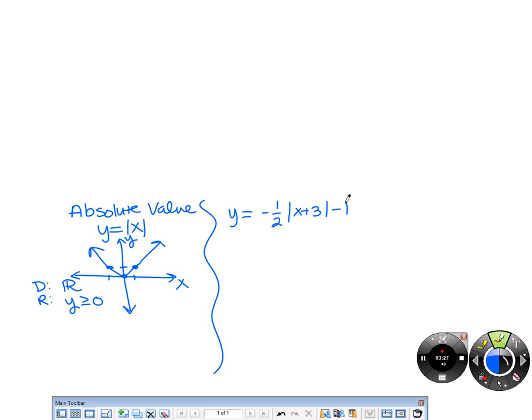y equals negative 1/2 times the absolute value of x plus 3, and then minus 1. It doesn't matter which side, but on one side we'll put the equation and the graph that goes with it, and on the other side we'll write out the transformations. Okay. So on the same side that you put this equation, we're going to put a graph of what this looks like.